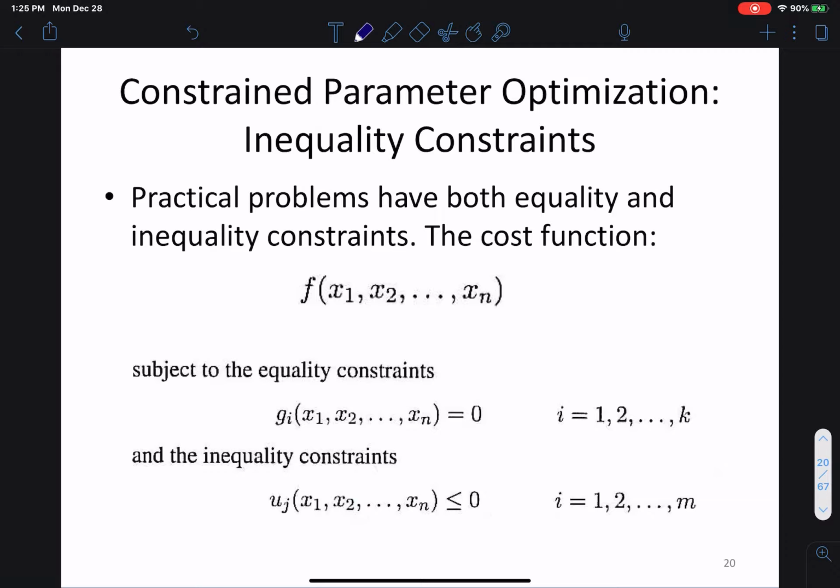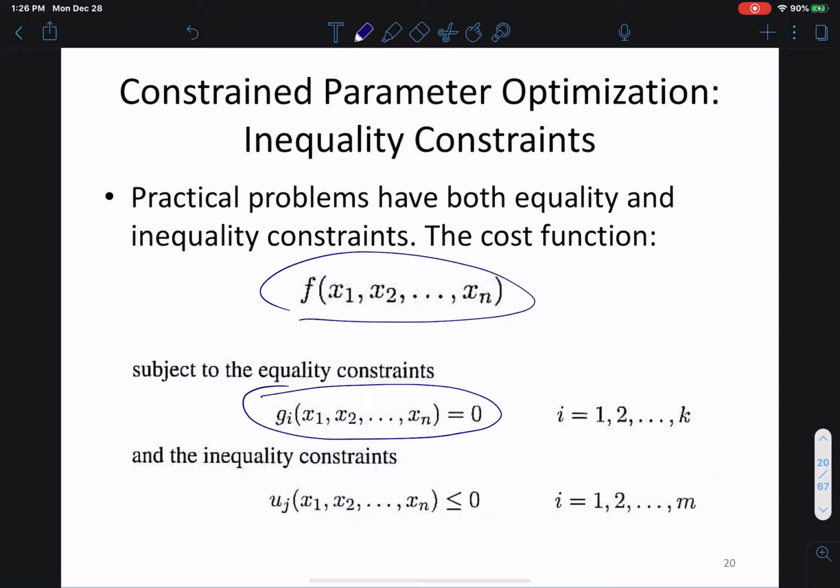Everyone, this is class 18, part 2. In this part, we're going to talk about equality and inequality constraints in an optimization problem. So this is the function again we're trying to optimize. There are two constraints. One is your equality constraint, another is your inequality constraint.